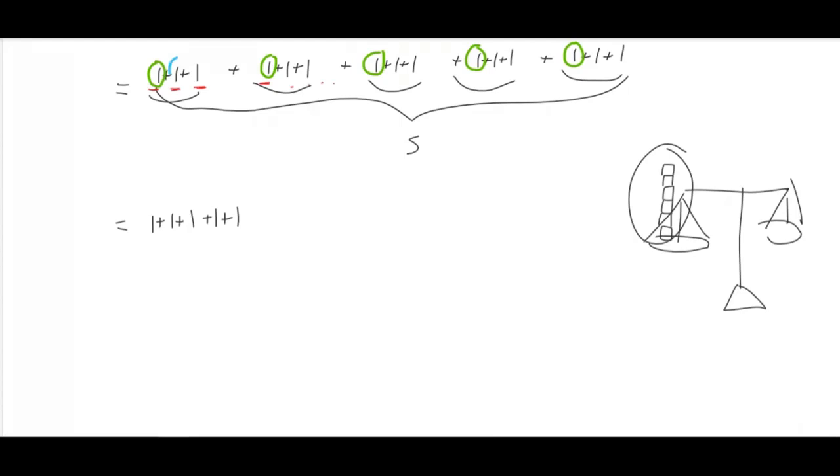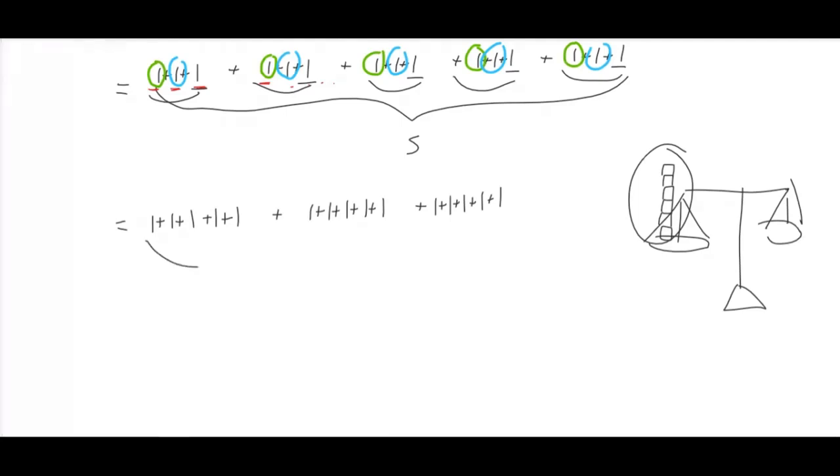And next, we're going to add the second one in each of these groups, okay? And again, there's 5 of them, right? So 1 plus 1 plus 1 plus 1 plus 1, okay? And now we're going to add up the ones that are remaining, and again, there's 5 of them remaining. 1 plus 1 plus 1 plus 1 plus 1. And now we're done. We have no more ones to add up.